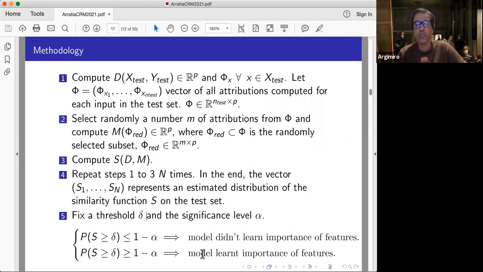All right. So this is my test for assessing if my model has actually learned from the features. I mean, if there is some similarity between the model-free explanation, which is the data explanation, and the model explanation, the explanation which is relative to the model.